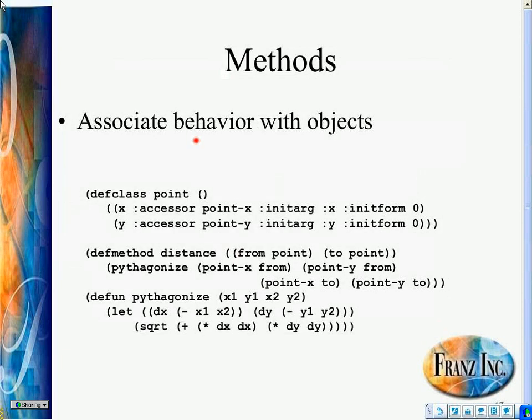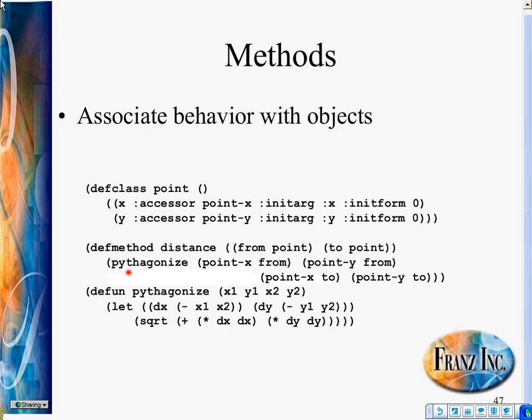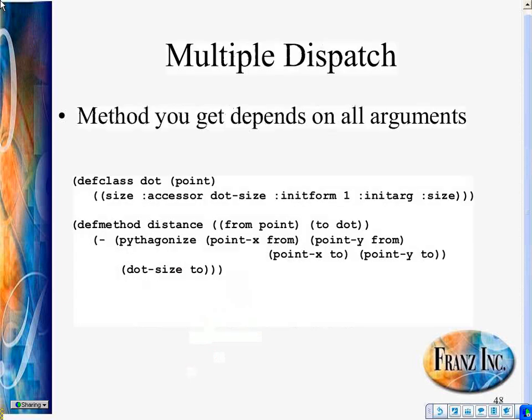So methods associate behavior with objects. Here we have a class called point, which we've seen before. We can have a method distance, taking two arguments, both of which are points, and then we use Pythagoras' formula with the function pythagorize, which takes the difference between the x values, the difference of the y values, and then takes the square root of the sum of their squares. That's the Pythagorean distance between points.